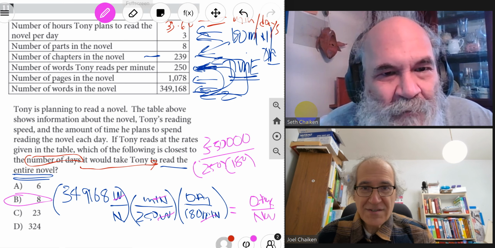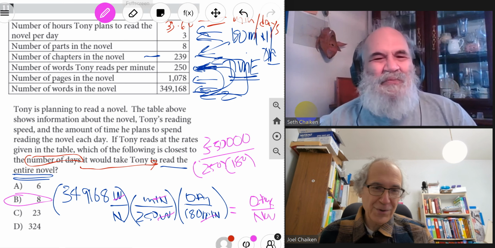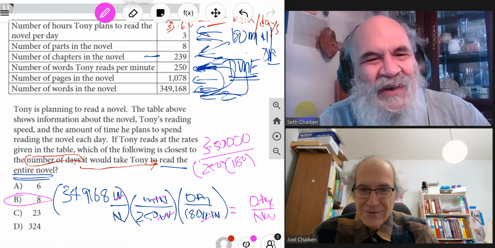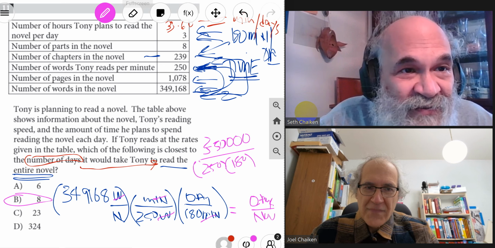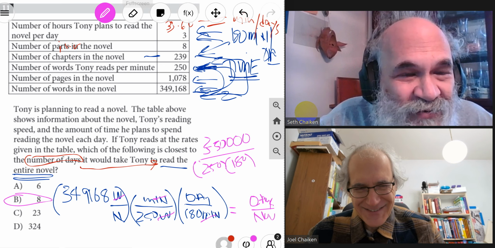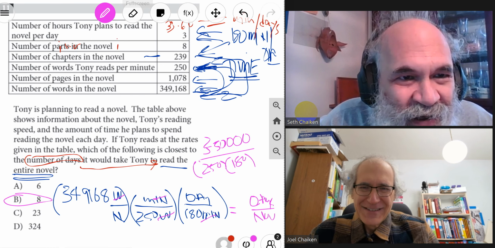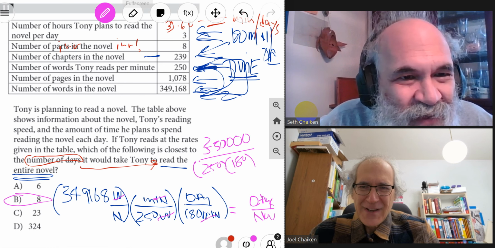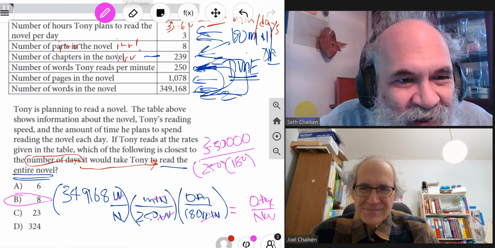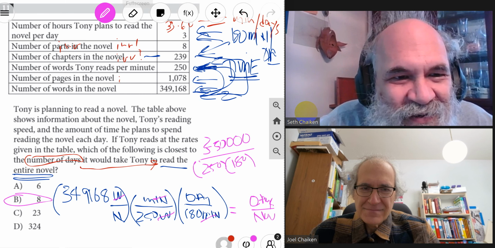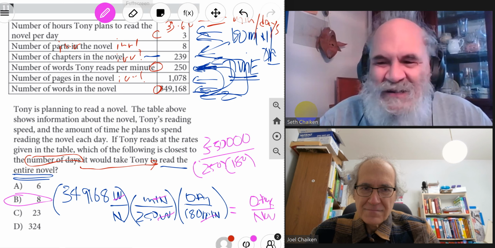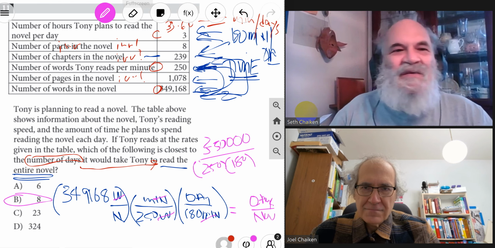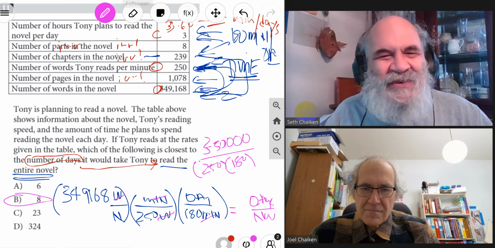Wow, talk about extraneous information. So this is a question where you have to notice what sections are irrelevant to the question. Most of them are irrelevant. The number of chapters, irrelevant. The number of pages, irrelevant. So there are only 3 numbers that are relevant to answering the question.